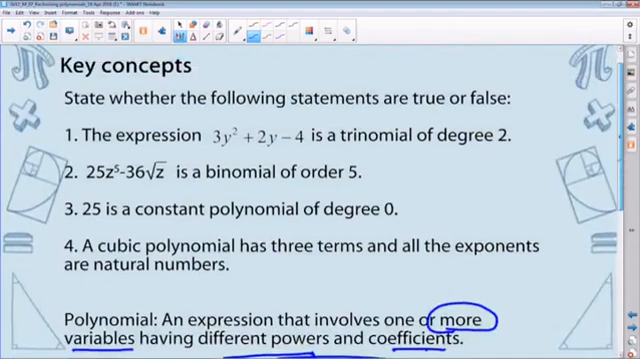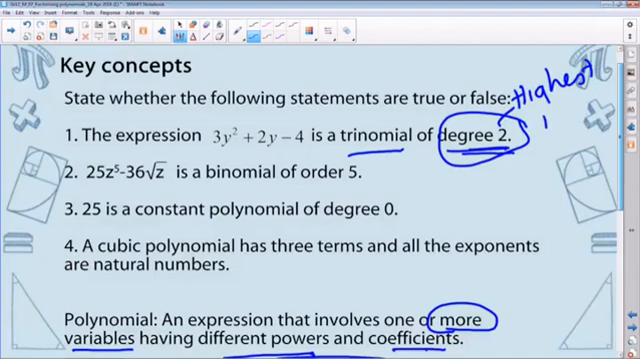Okay, so the first one, you're told that the expression 3y squared plus 2y minus 4 is a trinomial of degree 2. Let's talk about this a little bit. Degree 2, remember the degree tells you the order of your polynomial, or in other words, the highest power. It tells you what the highest power is of a polynomial where you're dealing with just one variable. Okay, we call it univariate. So we've just got one variable and the degree is the highest power of that variable. So the expression is a trinomial of degree 2.